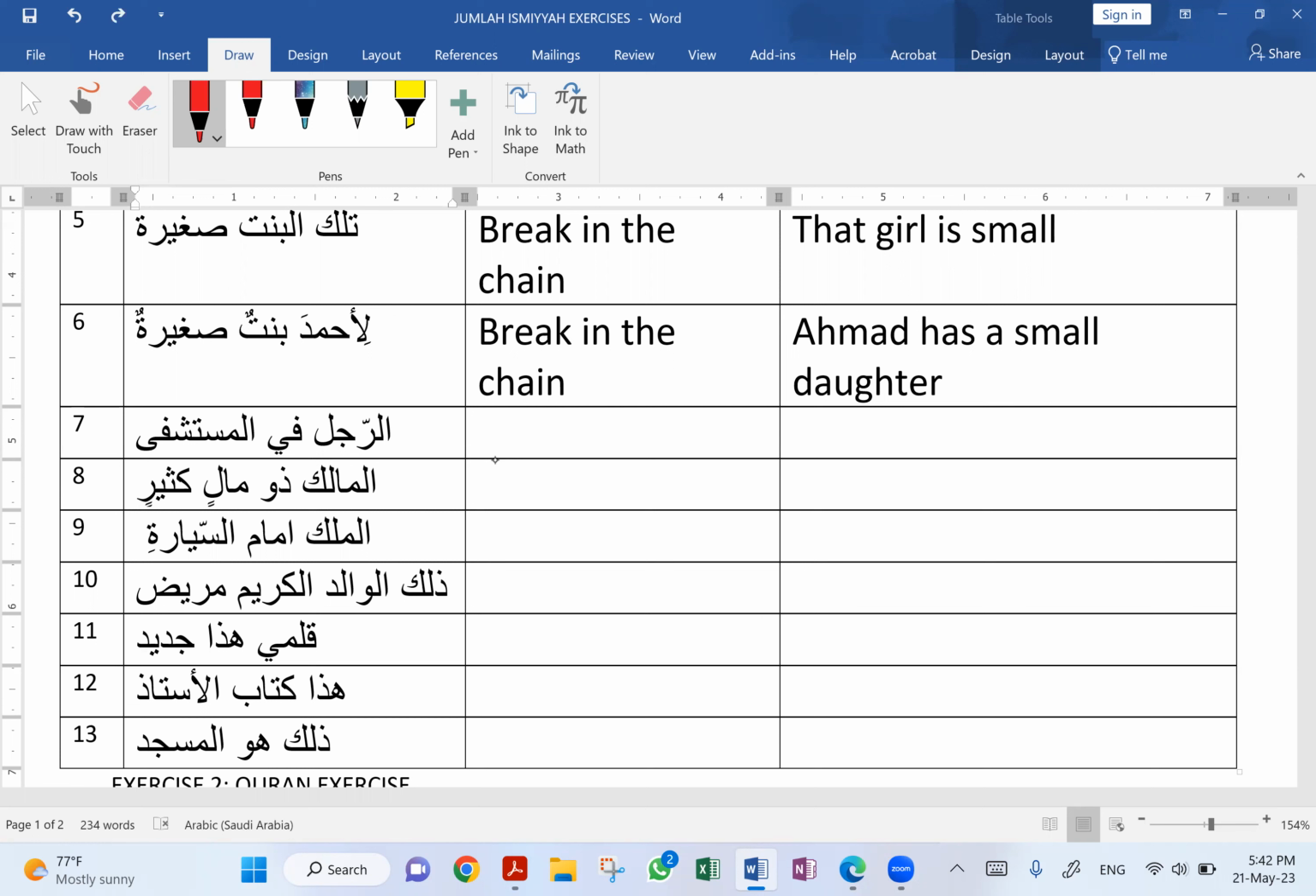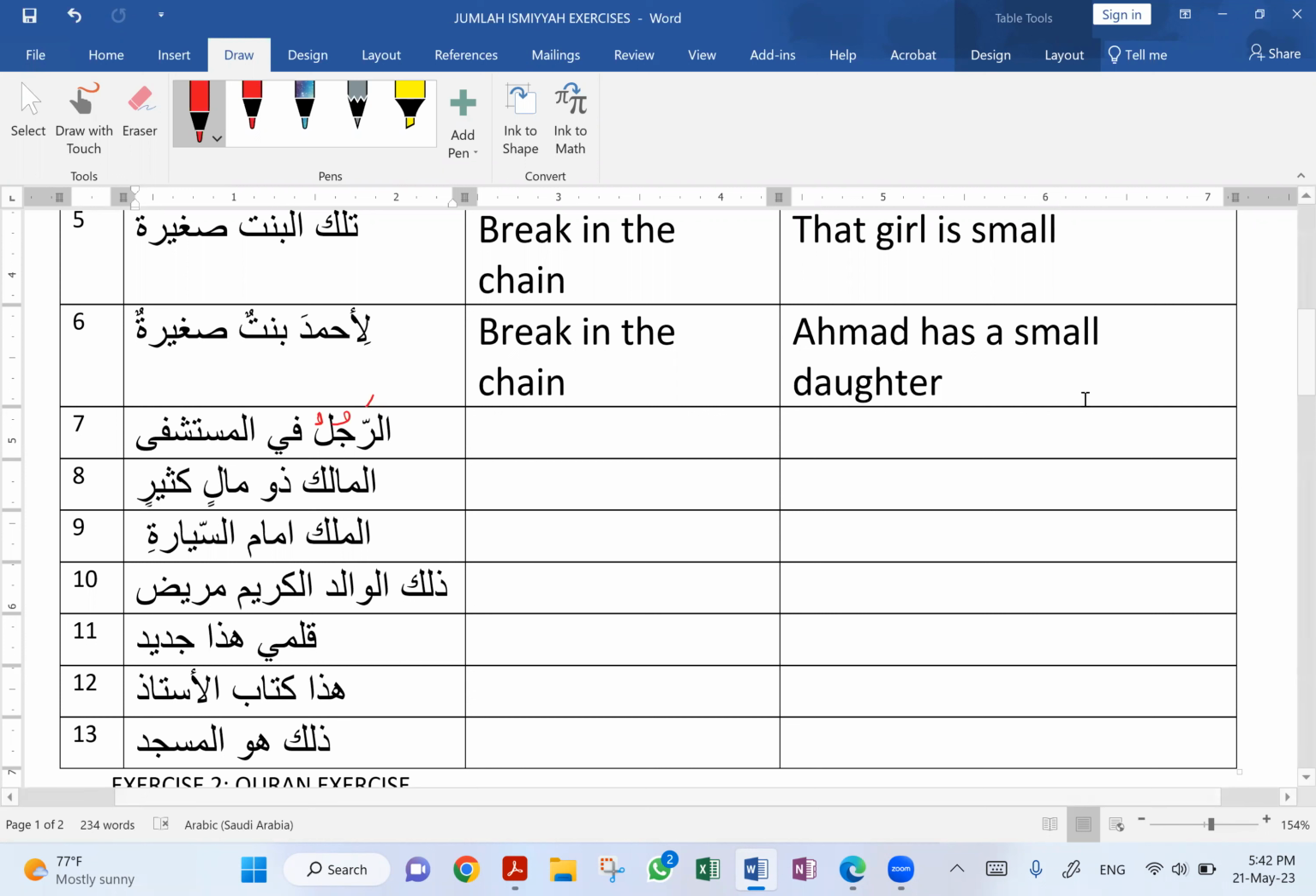Maybe in some hospitals, I don't know, because fil mustashfa means in the hospital. So if I say a leg is in the hospital, does that make sense? No. Okay, so how else can I read this word? Rajalu. There we go. And what is ar-rajulu? Ar-rajulu, the man. So ar-rajulu fil mustashfa: the man is in the hospital.